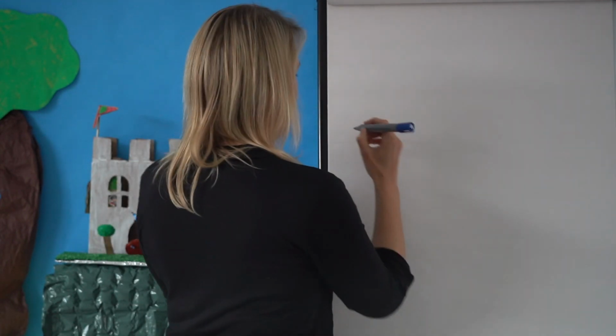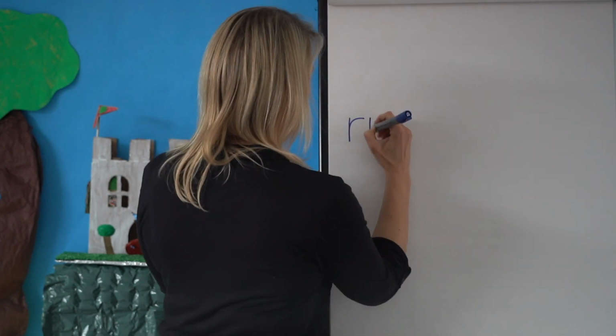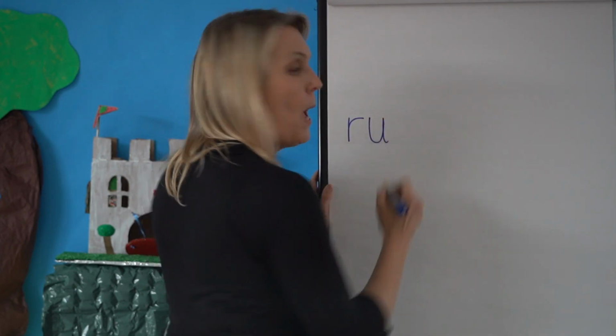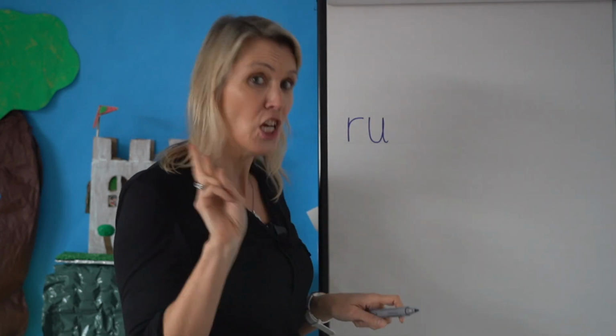Let's spell rubber. Segment the sounds with me. Rubber. R-U-B-R. Let's count how many sounds there are. R, U, B, R. That's four sounds. Watch me write rubber. I need four sounds. Rubber. R. U. B is a digraph. Two letters, one sound. So I need to write two letters.